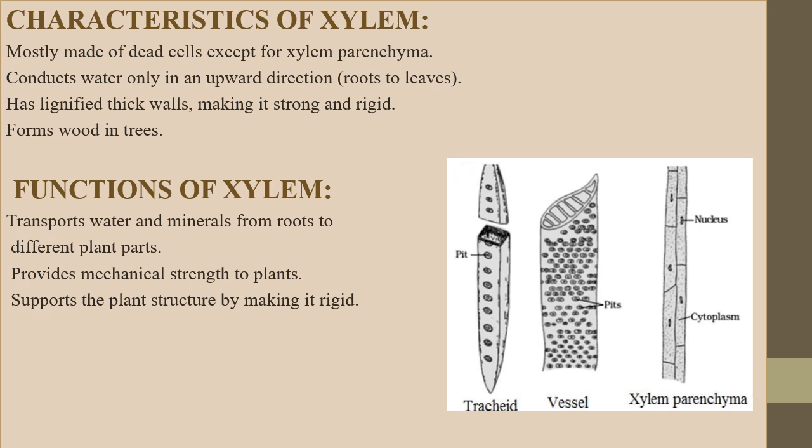Xylem have thick lignified walls making it strong and rigid. Xylem forms wood in trees. So these are the characteristics. Then what are the functions of xylem? The functions of xylems are they mainly transport water and minerals from roots to different plant parts. They provide mechanical strength to the plants and they support the plant structure by making it rigid.